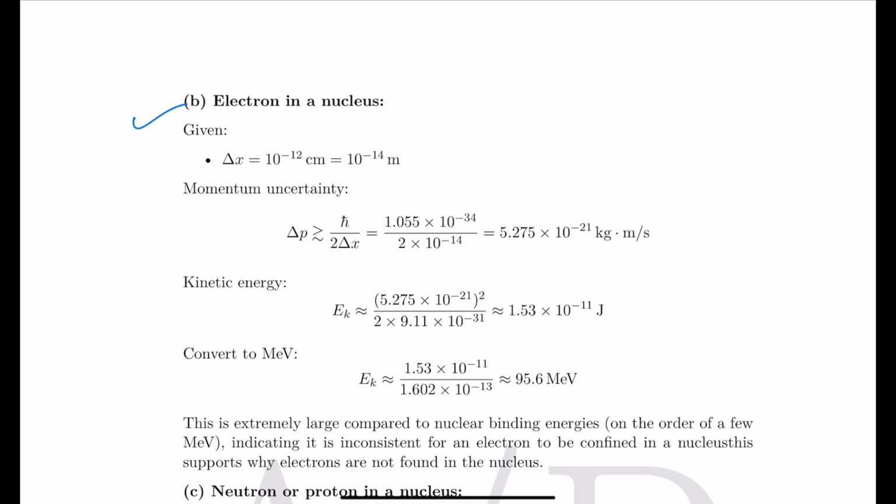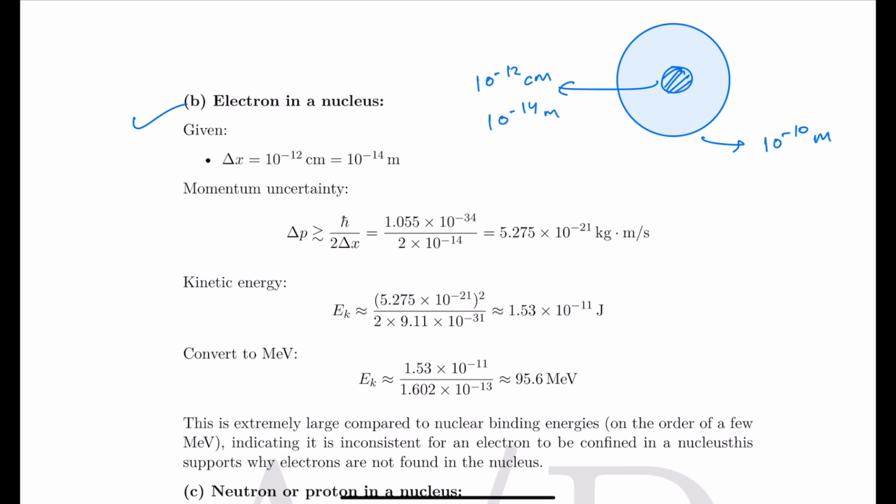Now let us try to do the same thing for an electron in a nucleus. If the electron is going to be within the nucleus, so this is the whole atom, but this is the nucleus. The nucleus is way smaller. That is why earlier we were using 10 to the power minus 10 meter. Now for this nucleus, we have the value 10 to the power minus 12 centimeter, or in meter it is going to be 10 to the power minus 14 meter. When we calculate the momentum uncertainty using the same computation, we get 5.275 multiplied by 10 to the power minus 21 kilogram meter per second. Thus the corresponding kinetic energy is going to be very, very large, which is 15.6 million electron volts.